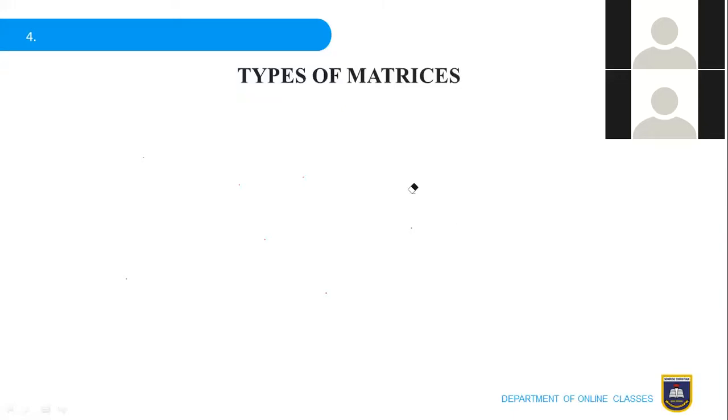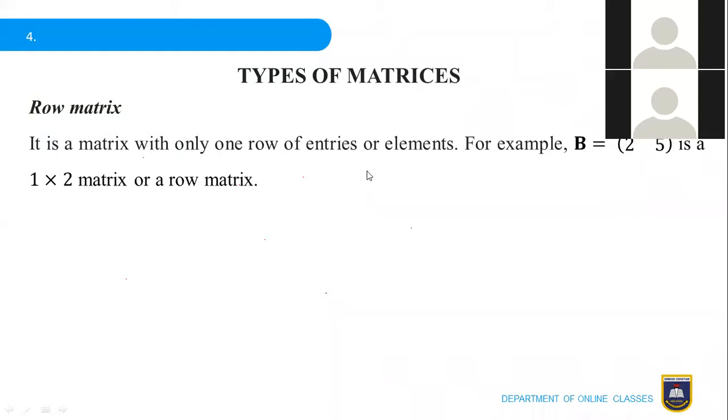Okay, so yes, we can take it from there. I think it's okay. Now, the first type we have here is row matrix. Row matrix, and it is a matrix with only one row of entries or elements. For example, now we have the matrix B equal 2, 5. Now, this is a 1 by 2 matrix. You will see that it has only one row, but it has 2 columns. So we say this is a row matrix.